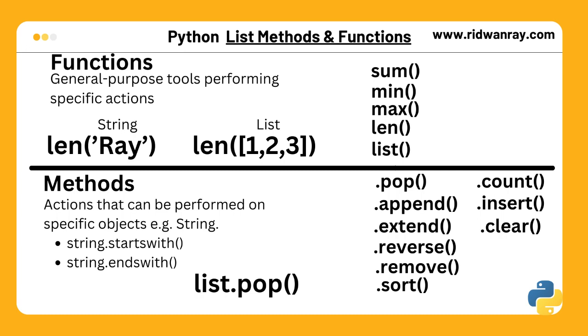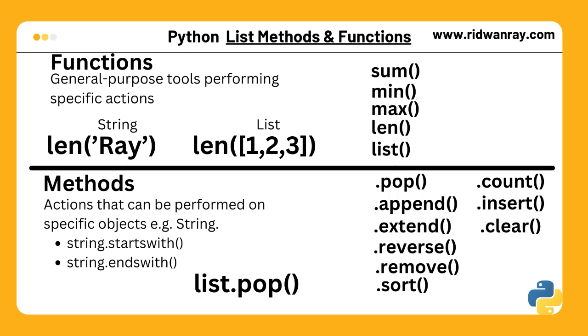For example, we can use the len function, which is used to determine the length of an object. In the first example, we are using len with a string, while the second example is a list data type. Methods, on the other hand, are actions that can be performed on specific objects. They are called directly on the object by using a dot notation.